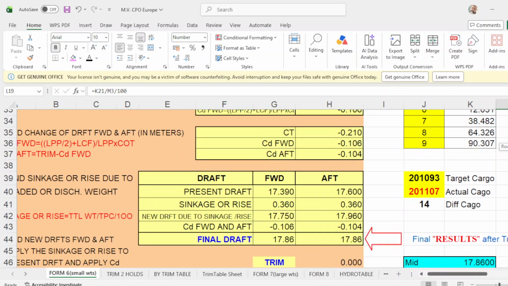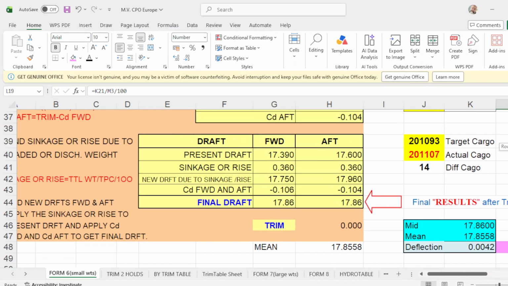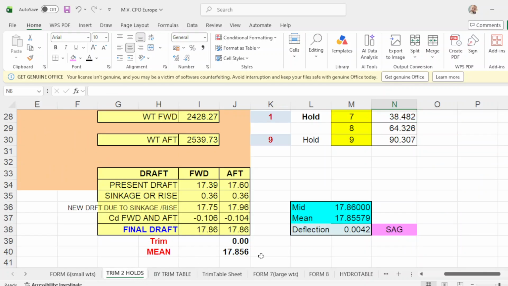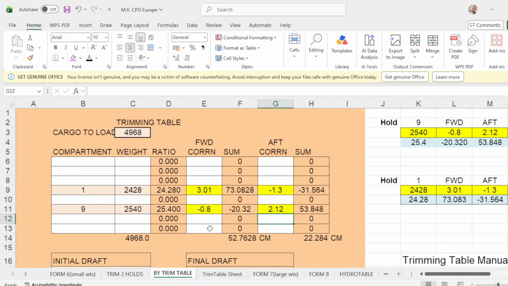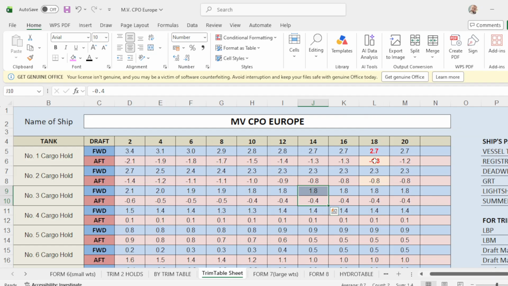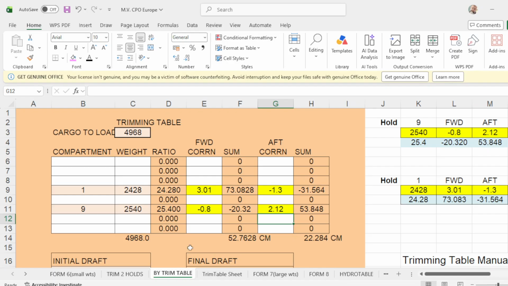Even keel. Two holds, even keel, and we go by trim table. 4968, holds 1 and 9, your cargo here. Then you apply the correction forward and aft. So what is the correction for hold number 1? Hold number 1 of 18, so forward correction is 2.7. Put here 2.7.